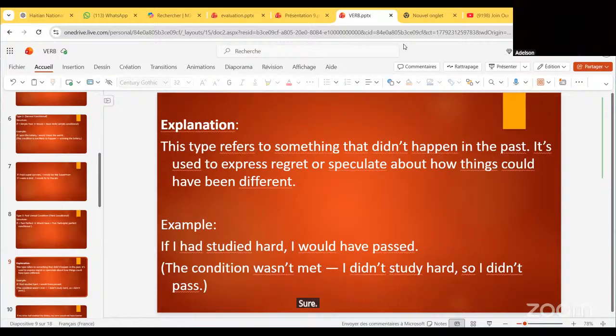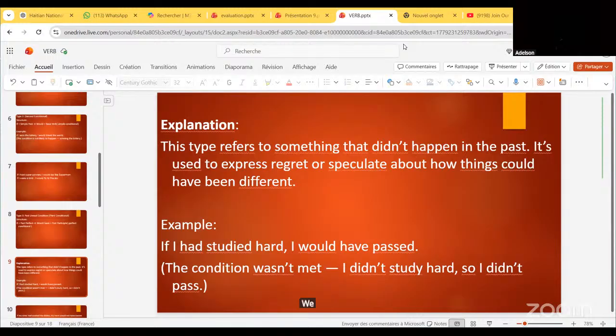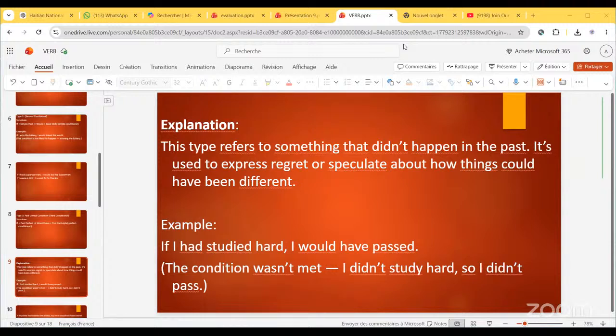I have a sentence. Another. Yes, go on. If I had had an English book, I would have understood this evening. If I had had an English book, I would have understood this. This one too is great, Adelson.